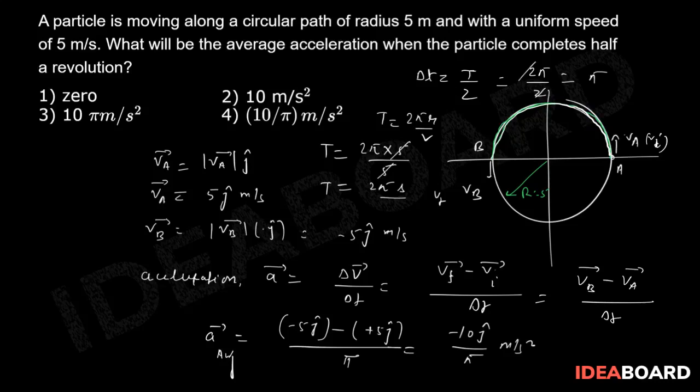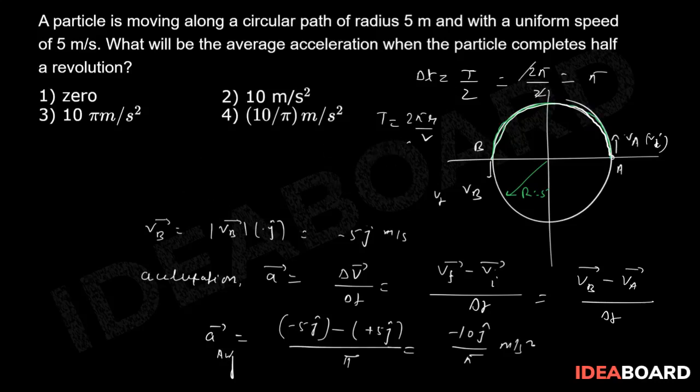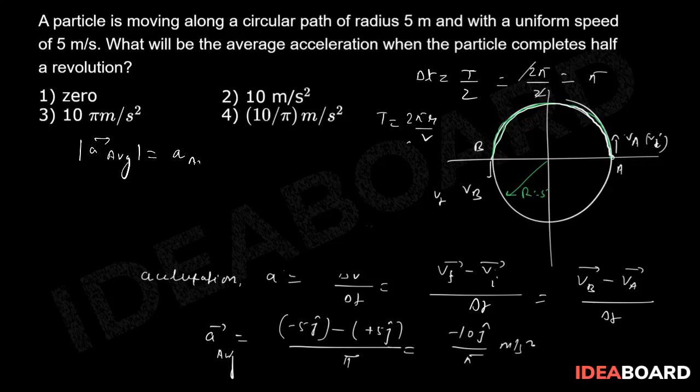Now we want to calculate simply the magnitude. Magnitude is just to take the mod of this. So mod of vector A average, or it can be written as A average, if you take the mod, is simply 10 upon pi meter per second square. So that means, now choose the options. So obviously option number 4, 10 upon pi meter per second square should be the right choice for us. Okay.